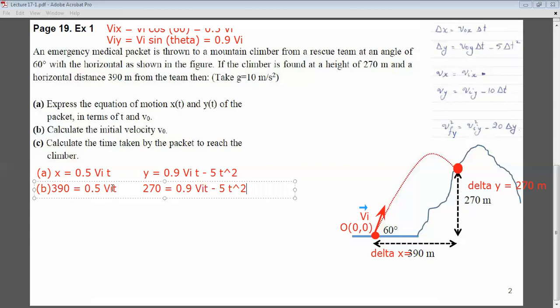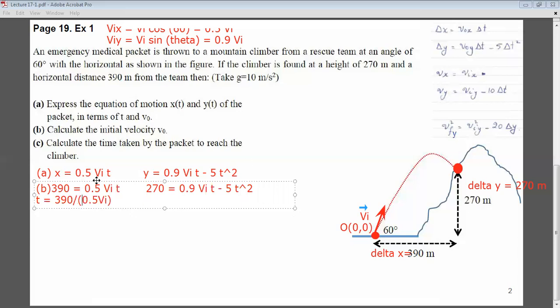Okay, I want to calculate the initial velocity. So I want to get rid of the t, because from here, I need to get rid of the t. If I can get rid of the t, I get my v initial. So to get rid of the t, in the first equation, I say t is equal 390 divided by 0.5 v initial. Okay.